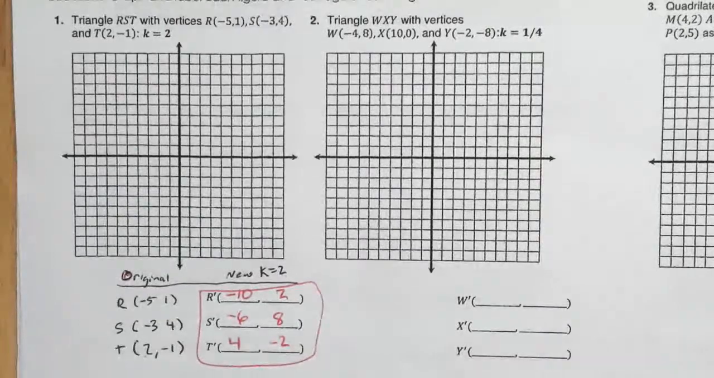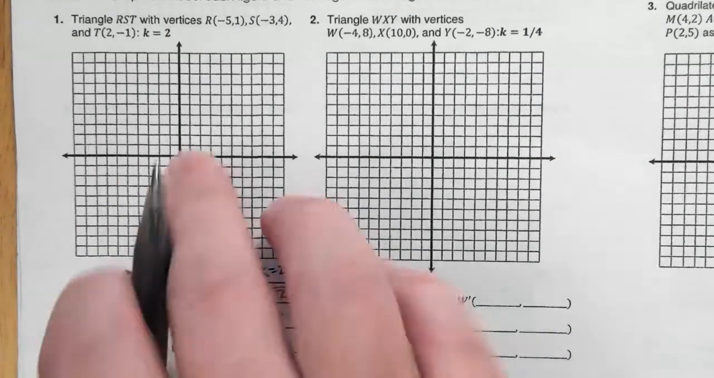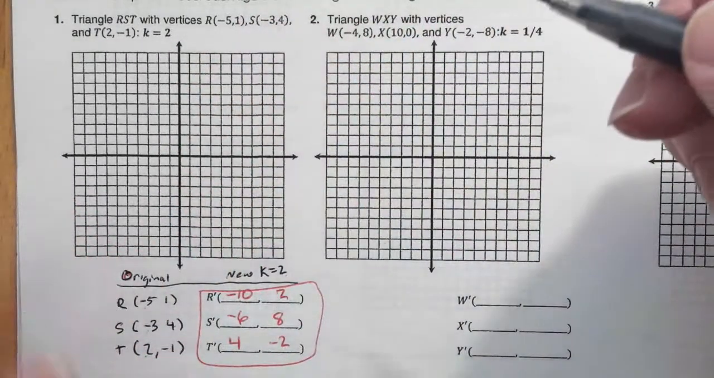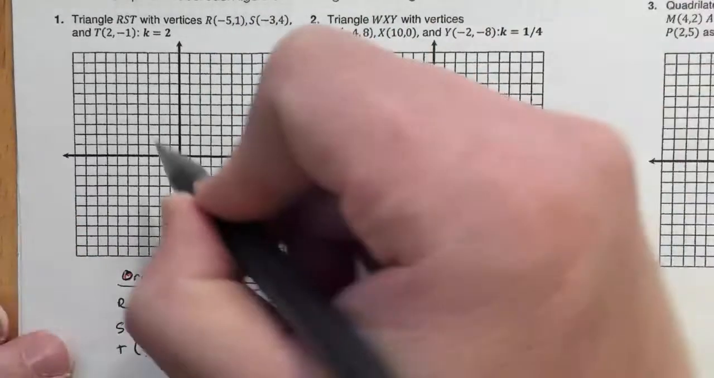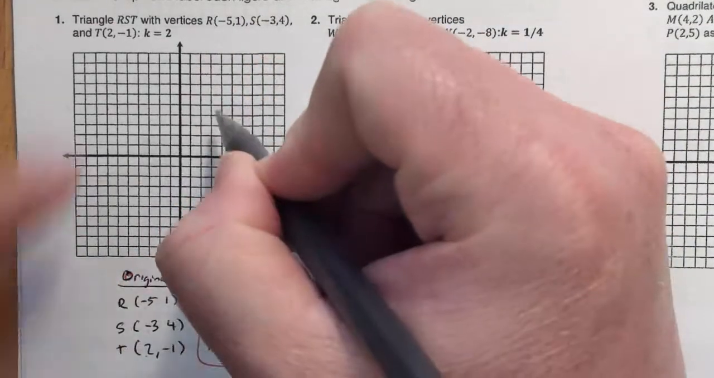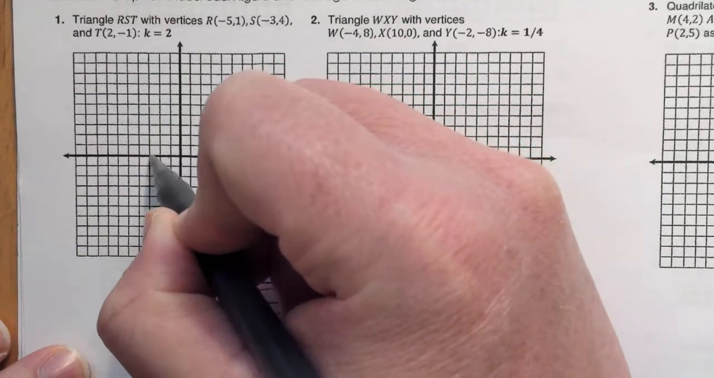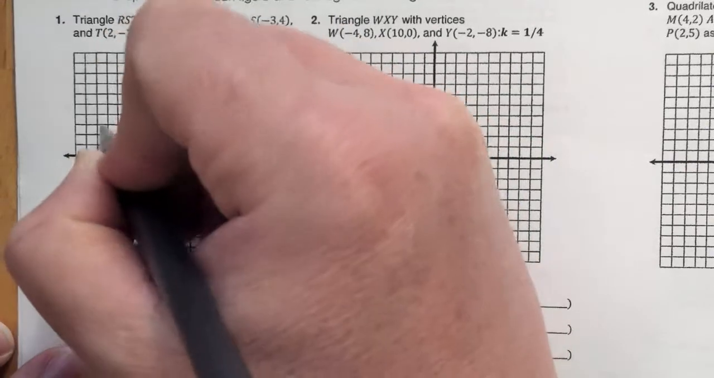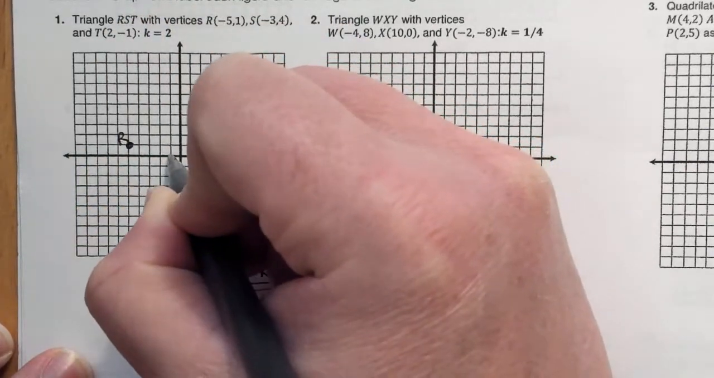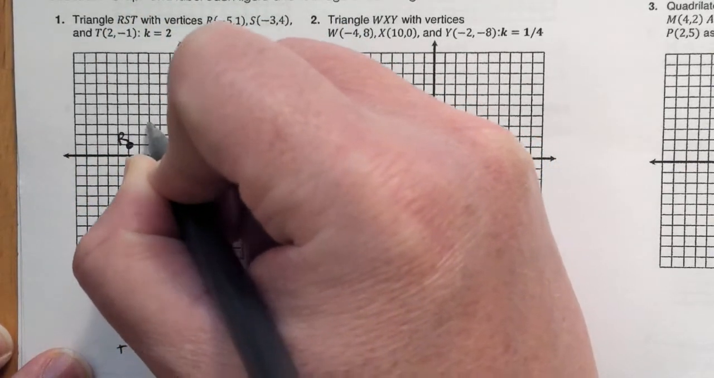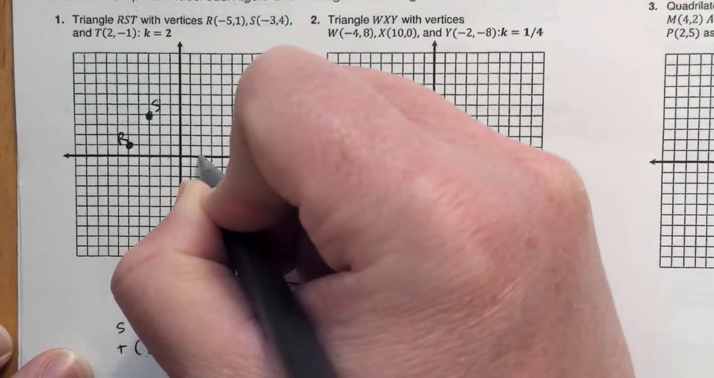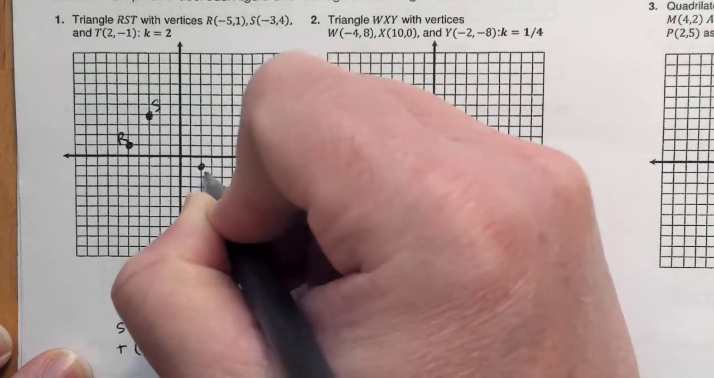Now let me prove this to you graphically. What does this mean? Okay, so we're going to go ahead and go this extra step and graph it. At the very least, do this for your notes. So the original was (-5, 1). That was your R. (-3, 4) was your S. And (2, -1), that's your T.